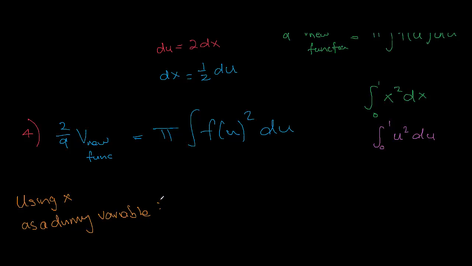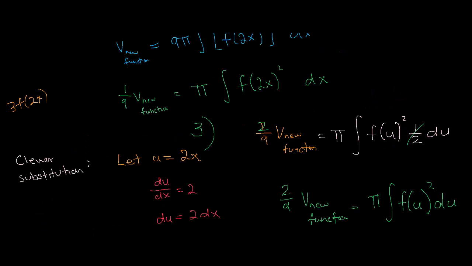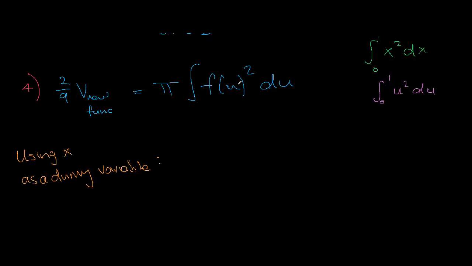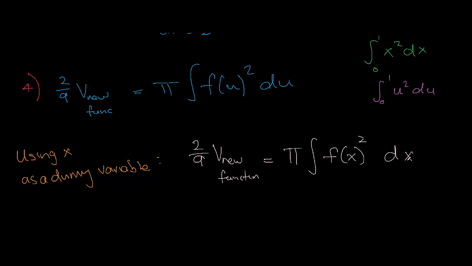we could write, now I'm going to rewrite this step up here using the fact that it doesn't matter whether we use u's or x's or t's or whatever. So we're going to get 2/9 times V of the new function equals pi times the integral of f of x squared dx. Right. Now, I've just used the fact that it doesn't matter what letters we're using.